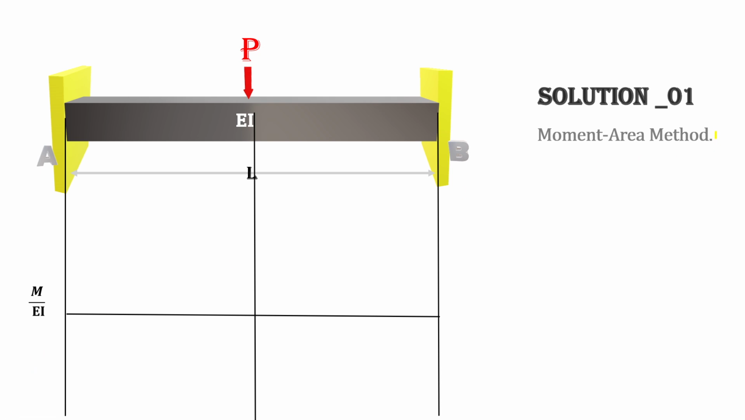Based off the name of the method, we know we need the moment diagram. The moment of such a problem comes from two parts. The first part is the moment from the concentrated load at the center, and the other one, because it's fixed, there is an MA and MB at the fixed ends, and they are identical due to the symmetry.